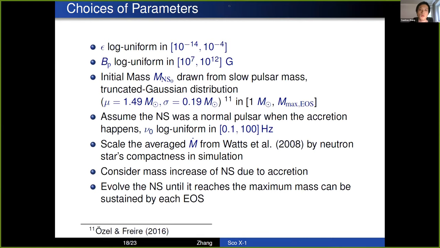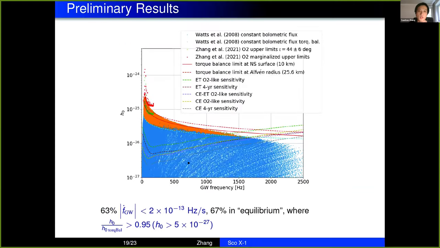Since the time is running out, we explore as much as possible in the electric and magnetic field. You just draw an initial mass, assign an initial spin frequency, and assume a certain accretion rate. Then you consider all the matter accreting on the neutron star, and the moment of inertia also increases. Then you just evolve the neutron star until a certain point. After this integration, we know the result here.